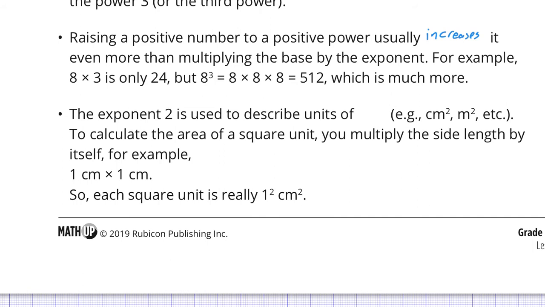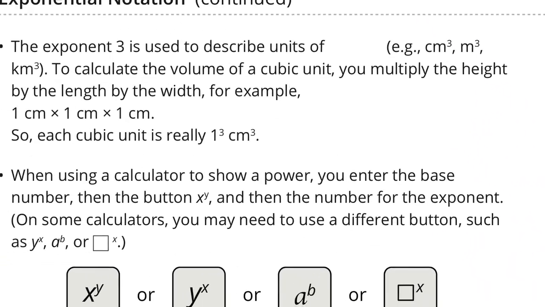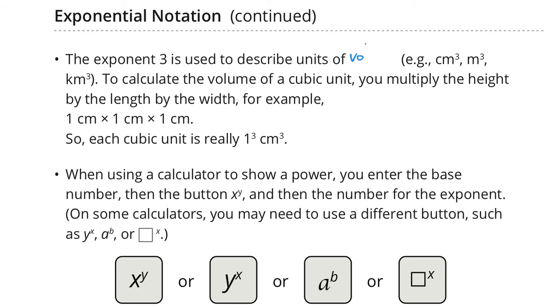The exponent 2 is used to describe units of area. To calculate the area of a square unit, you multiply the side length by itself. For example, 1 centimeter times 1 centimeter. So each square unit is really 1 square centimeter squared. The exponent 3 is used to describe units of volume. To calculate the volume of a cubic unit, you multiply the height by the length by the width. For example, 1 centimeter times 1 centimeter times 1 centimeter. So each cubic unit is really 1 to the power of 3 centimeters cubed.